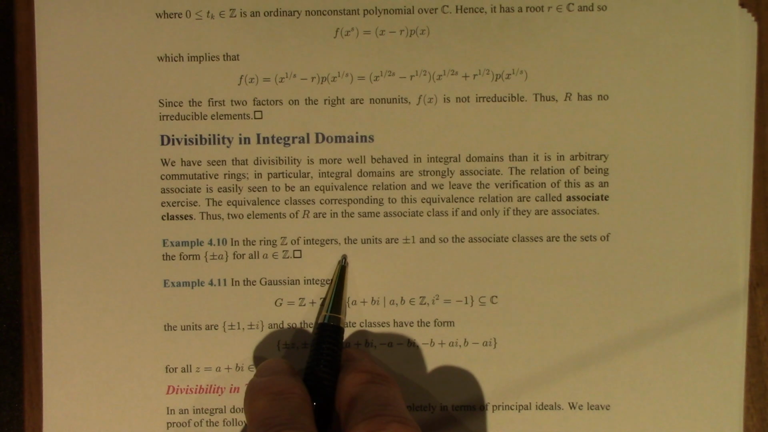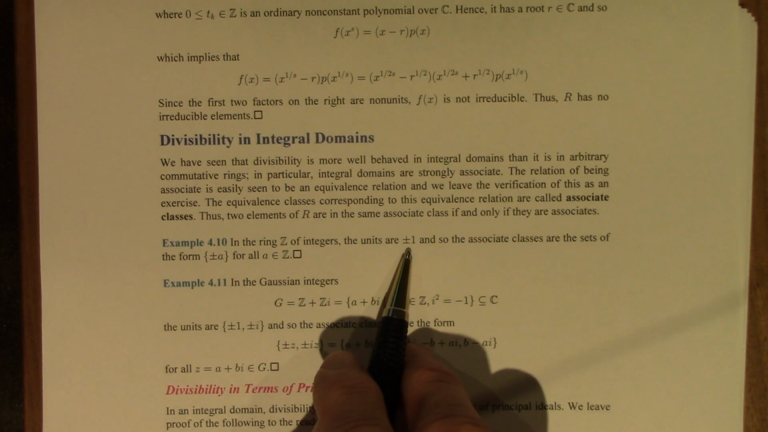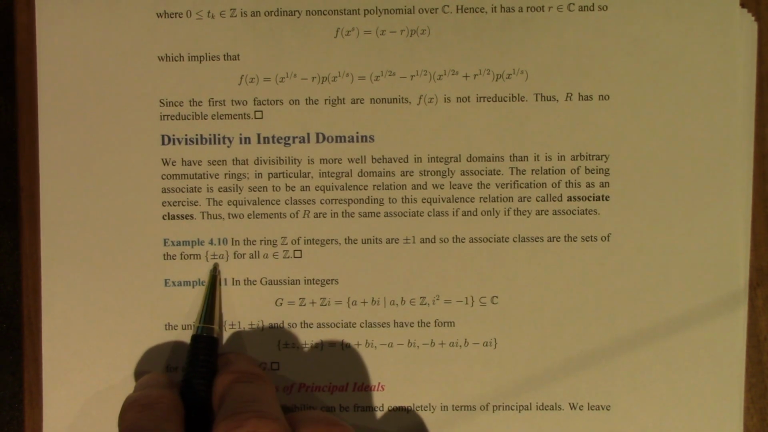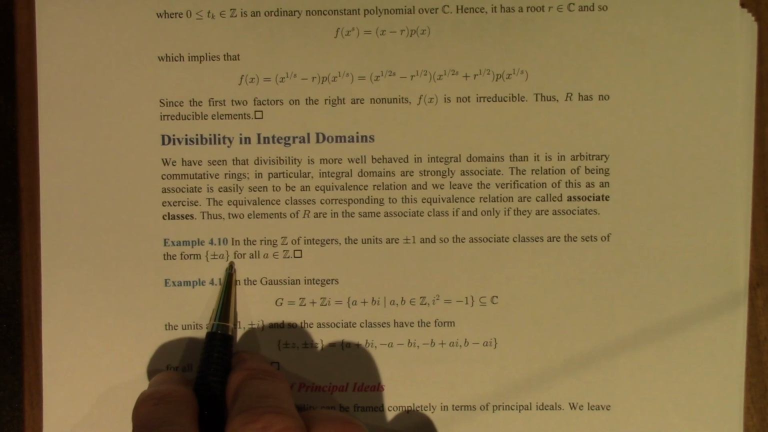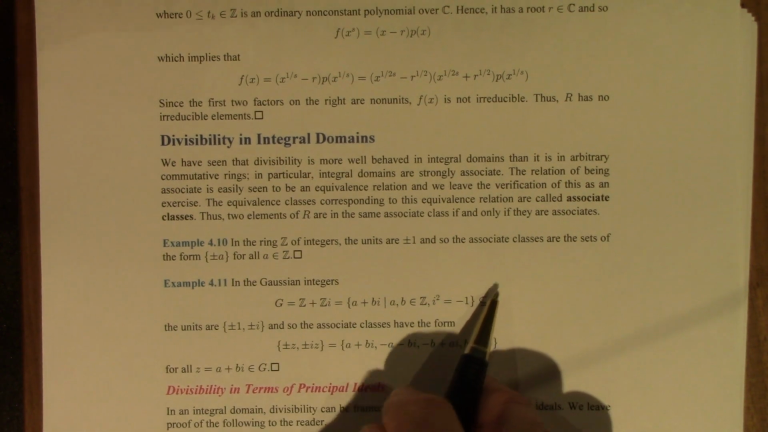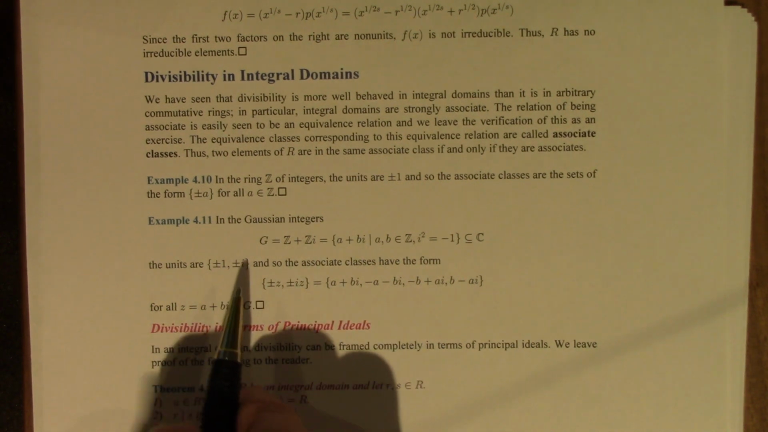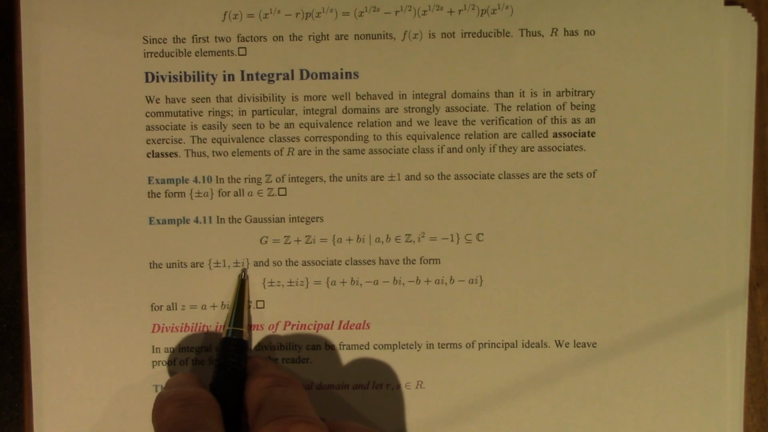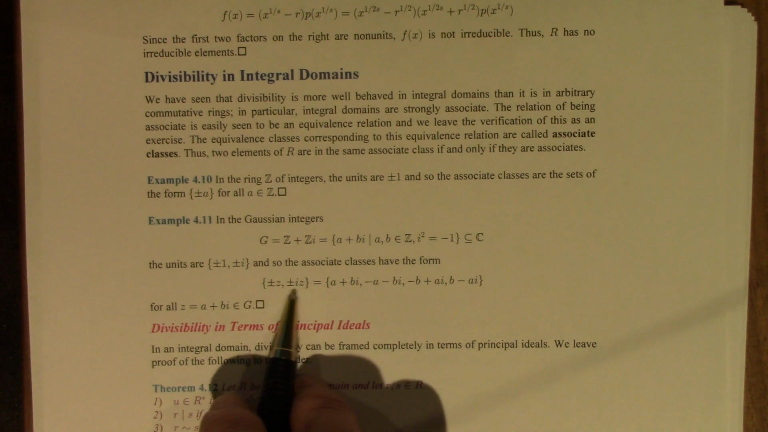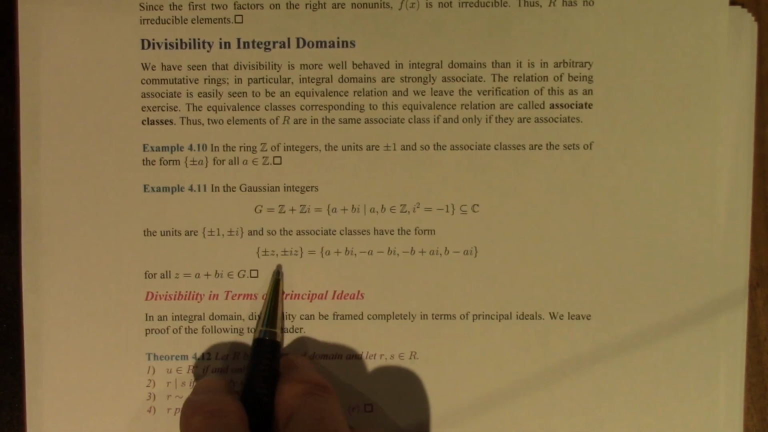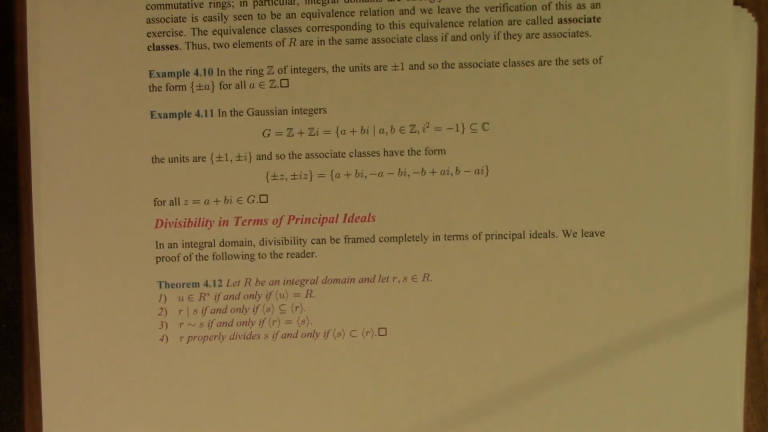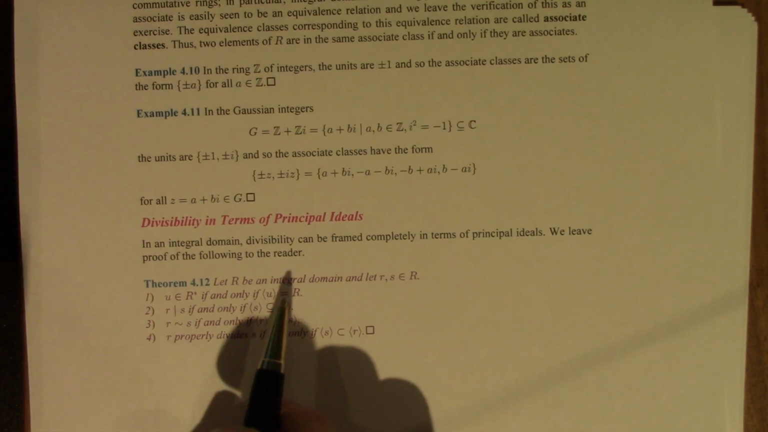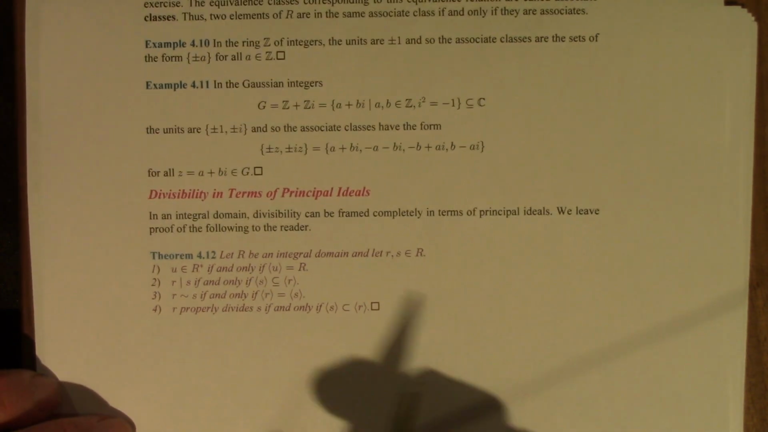In the ring Z of integers, the units are positive and negative 1, so the associate classes are sets that contain two elements, positive and negative a. In the Gaussian integers, the units are positive and negative 1, positive and negative i, so the associate classes have four elements. They look like this. I think we've discussed this before. I believe we've had this before, but I don't remember, and I'll leave the proof for you.